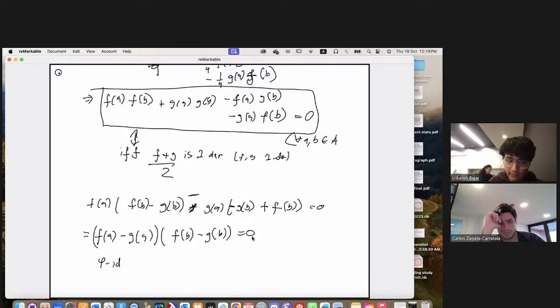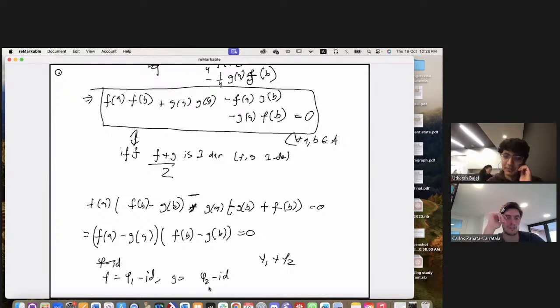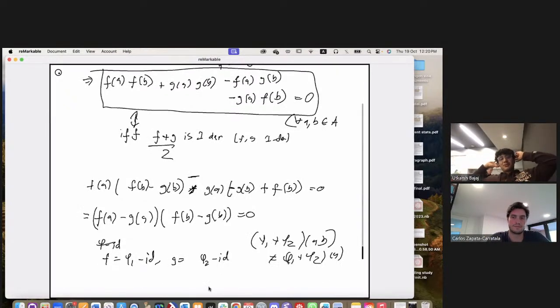phi minus identity, if f is phi 1 minus identity and g is phi 2 minus identity. Oh wait, no. We did it wrong. This is very incorrect, because the sum of two algebra homomorphisms is not an algebra homomorphism. The sum of two linear maps is a linear map, but this doesn't respect the multiplicative structure. Well, we were so close.